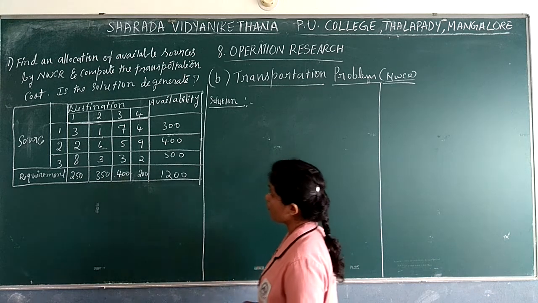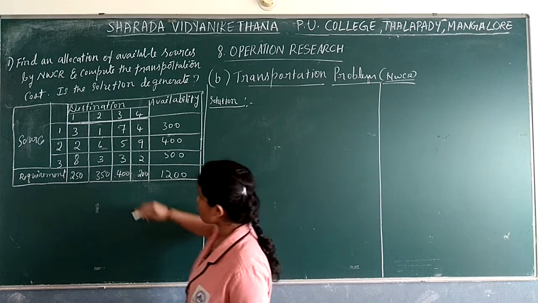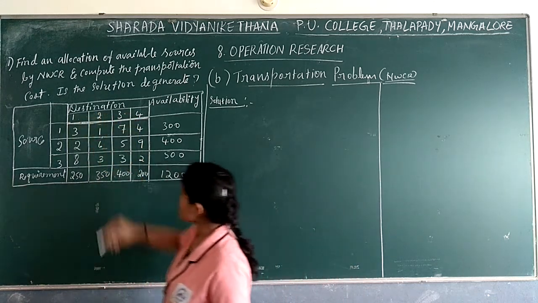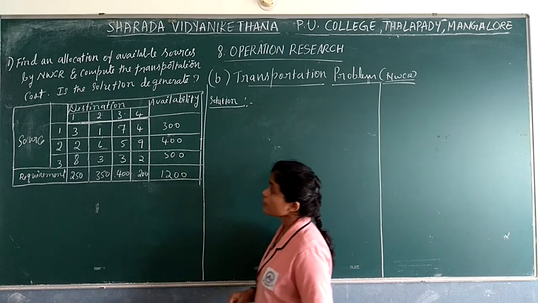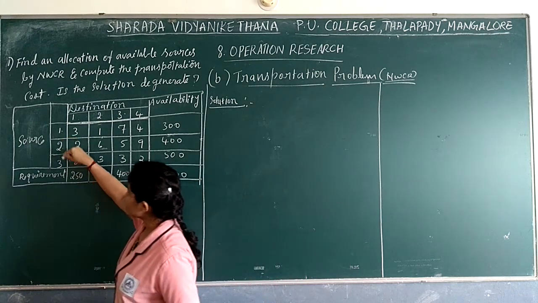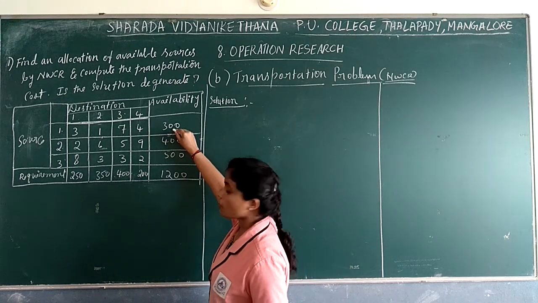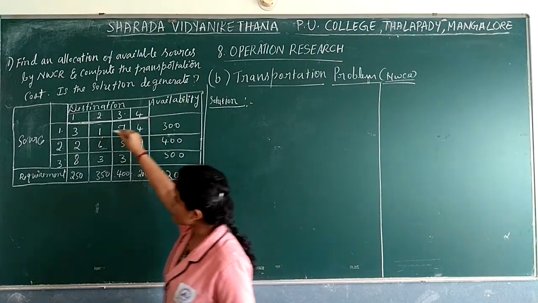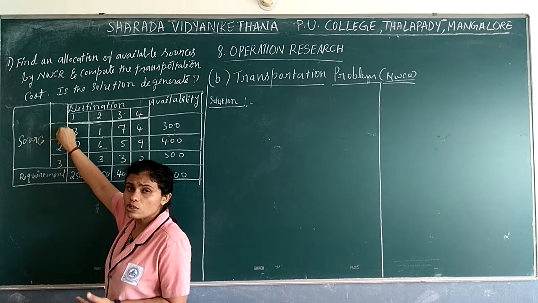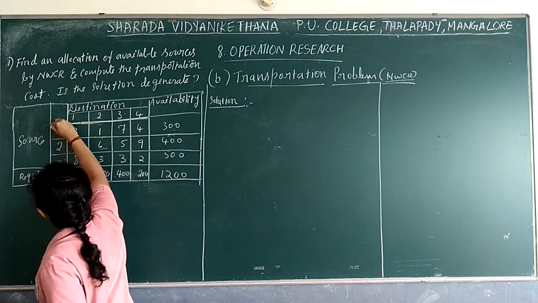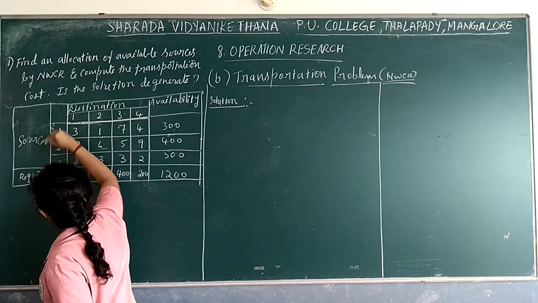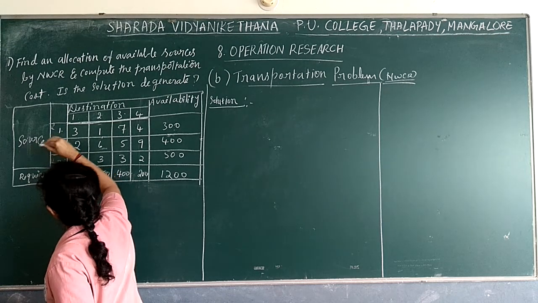Now see the problem. The destinations are given. Mainly 4 destinations are there: 1, 2, 3, 4. And how many sources are there? 3 sources are there, and then the availability. This source we can take as a factory. For example, this is factory 1, here factory 2, here factory 3.